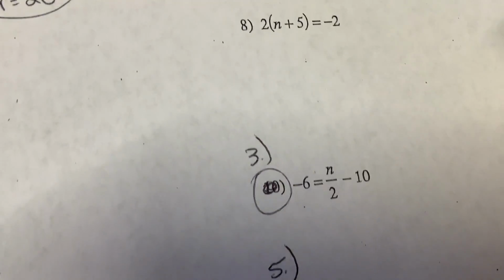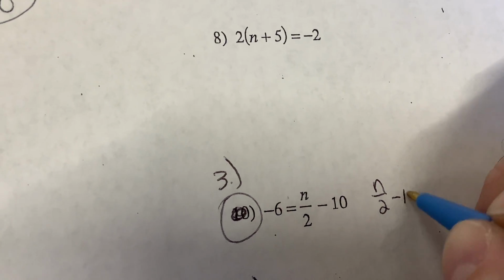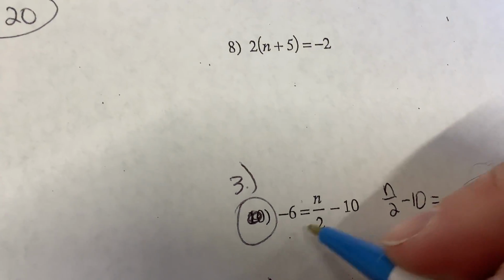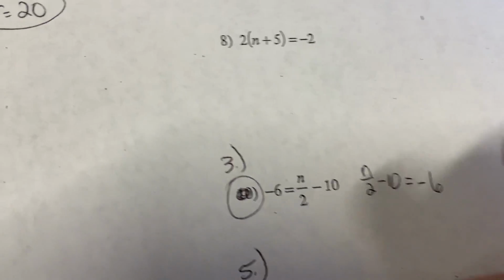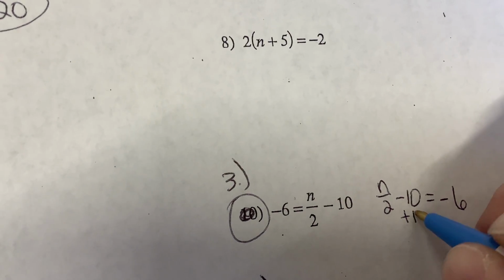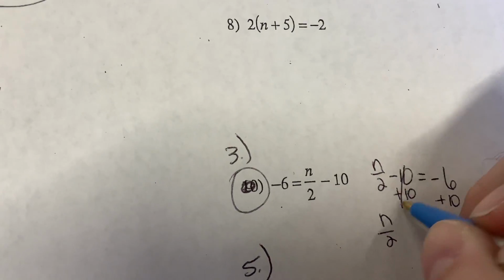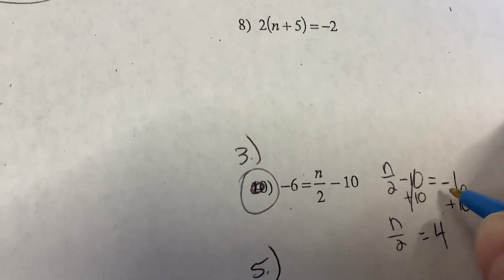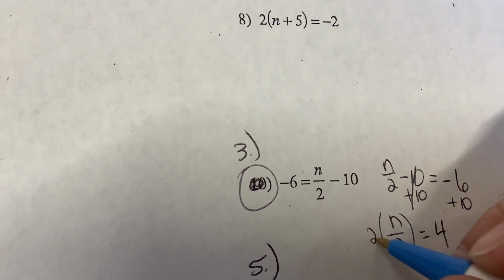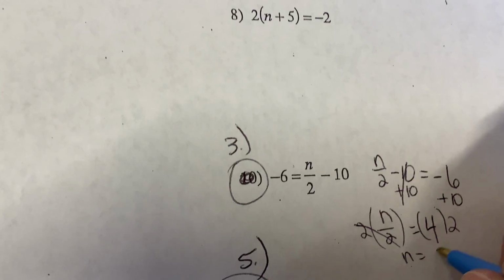Number 3. Let's switch places. So n over 2 minus 10. Make sure you put it in the exact same order here. Equals, and now I'm going to put this on the other side. All I did is switch places. This 10 is not part of the fraction, so we can move it by adding 10. We get n over 2 equals 4. Negative 6 plus 10 is 4. Then instead of dividing by 2, we're going to multiply by 2, and n equals 8.